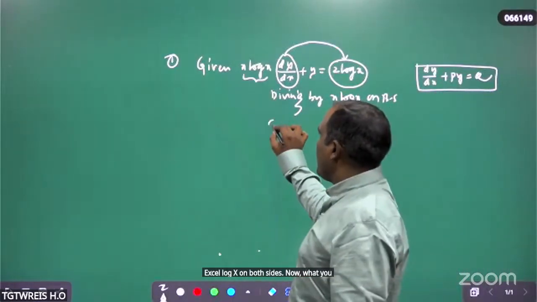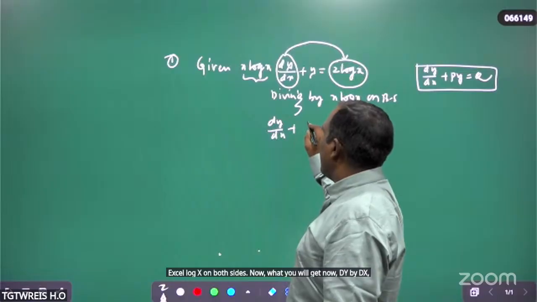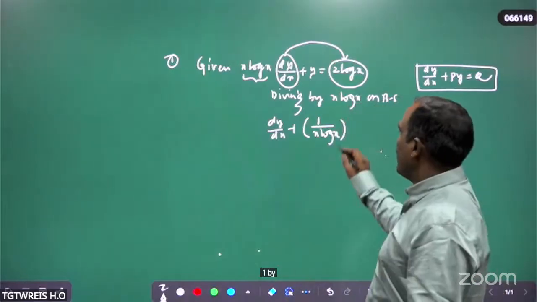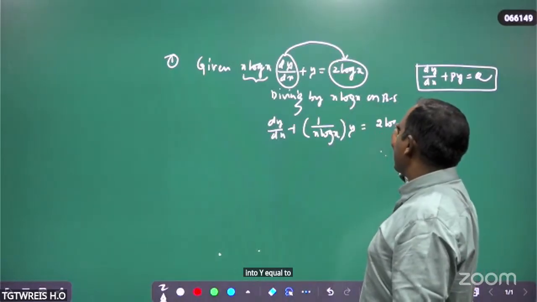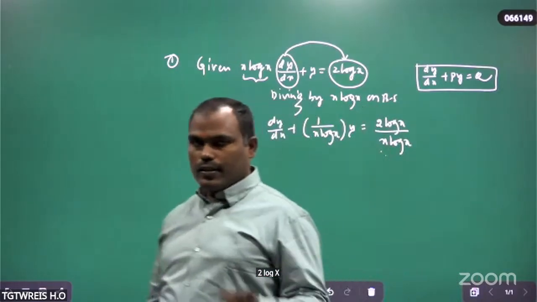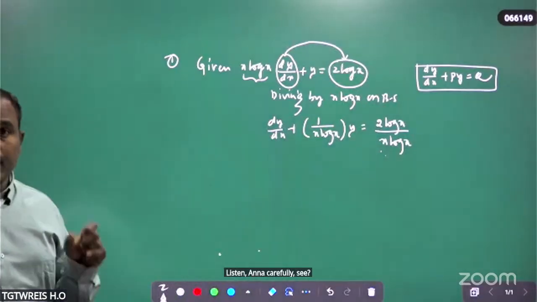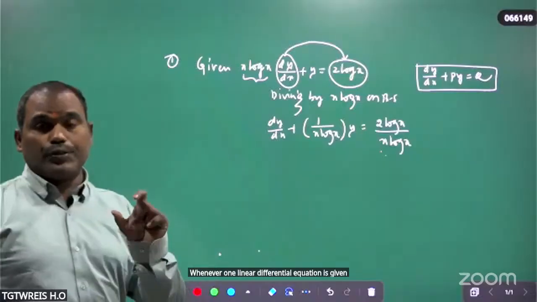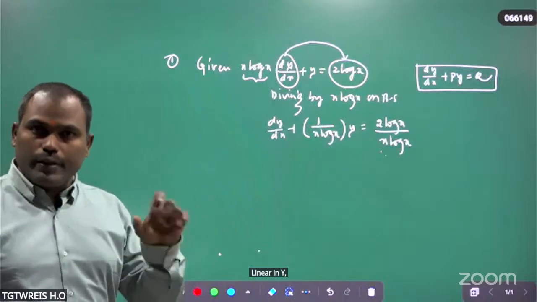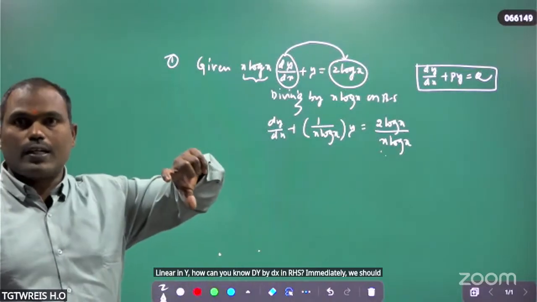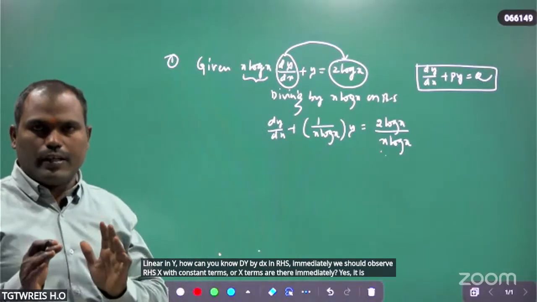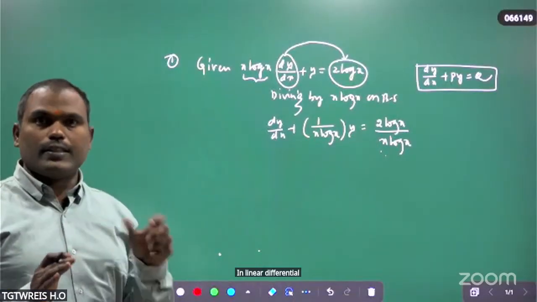Now we get dy by dx plus 1 by x log x into y equal to 2 log x by x log x. Whenever a linear differential equation is given, first observe whether it is linear in x or linear in y. How can you know linear in y? dy by dx is there, and the RHS has x terms with constants. Yes, it is linear in y.